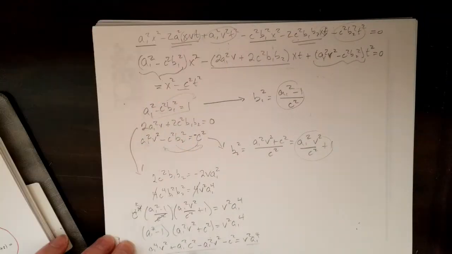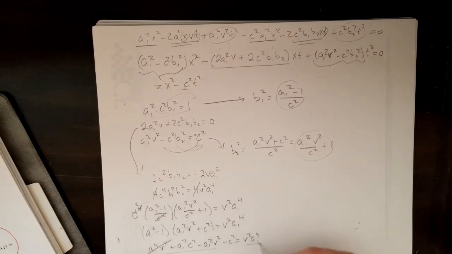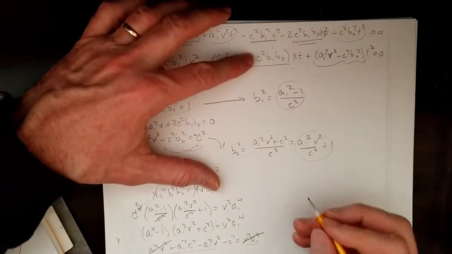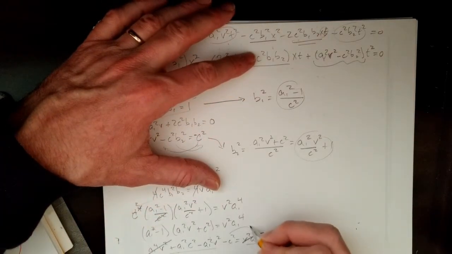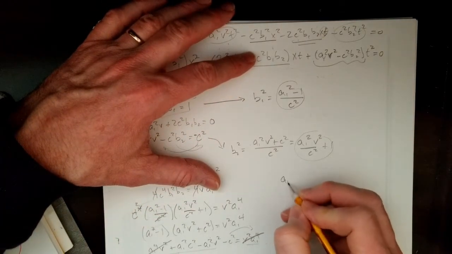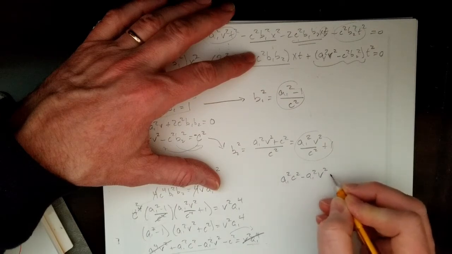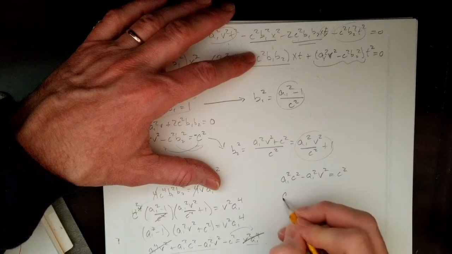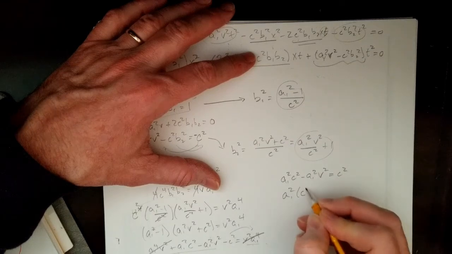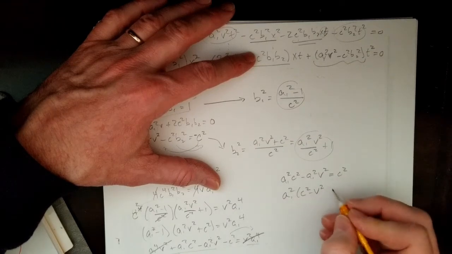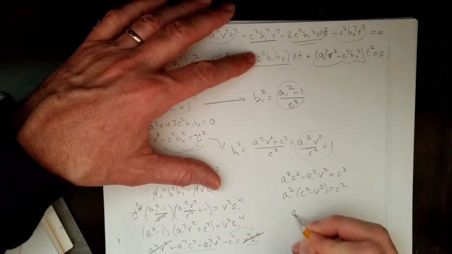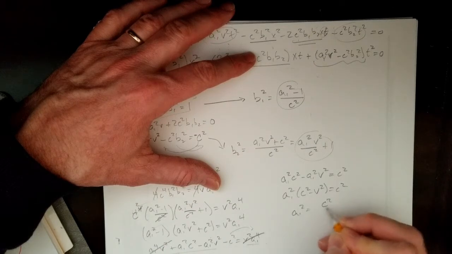And solving for a1, so I have this right here. I want to solve for a1. And so those cancel out. And let's bring the c squared over. So I have a1 squared c squared minus a1 squared v squared equals c squared. a1 squared times c squared minus v squared equals c squared, and a1 squared is equal to c squared over c squared minus v squared.